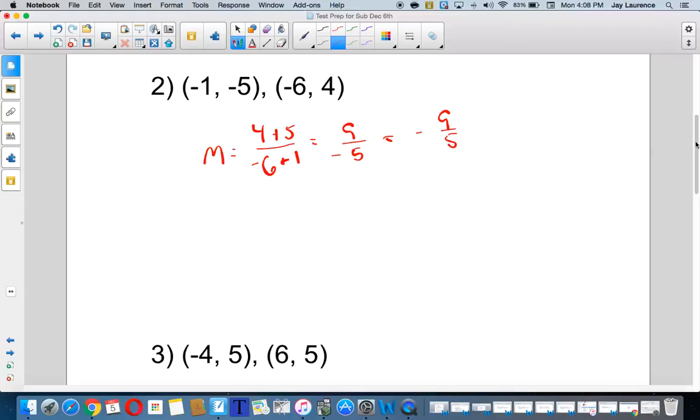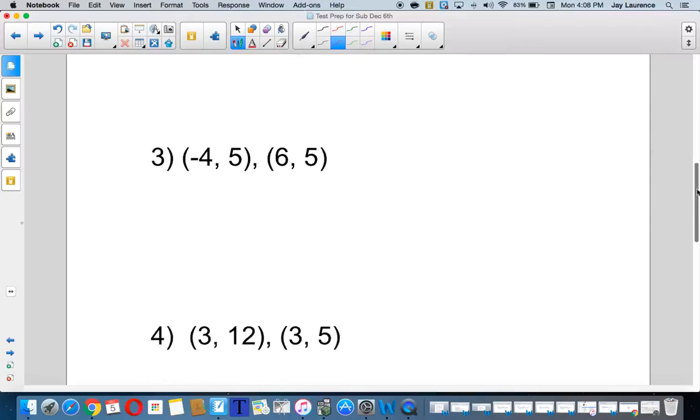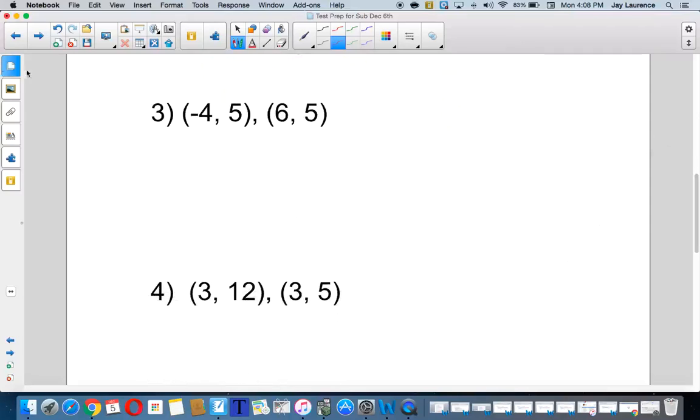Okay, let's move on down here to number 3. Oh, look, number 4 just popped up, but let's see the solution for number 3. Number 3, the slope is going to be 0. Because when you subtract in your numerator, your rise number, don't you get 0? And your denominator is not 0. 0 over any number other than 0.